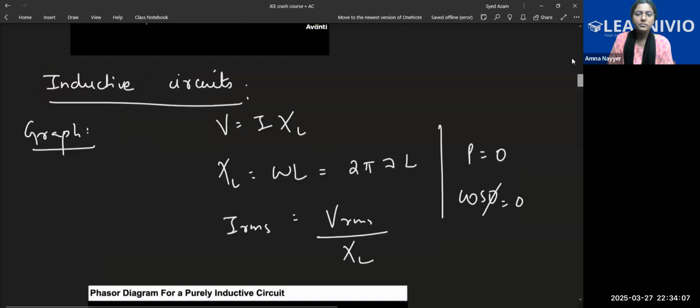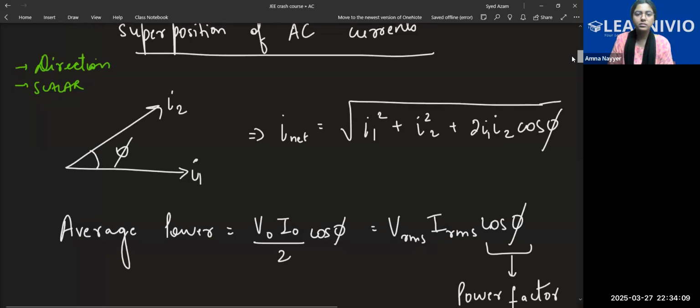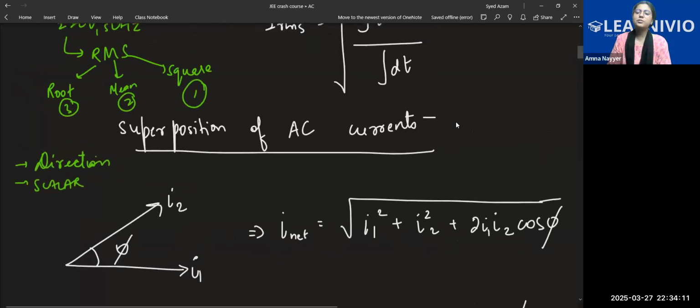Write down this also. Superposition of AC currents. AC currents means alternating currents only. The double 'current' means nothing. It's just that we are in a habit of saying DC current, AC current. This is alternating current itself. So this is similar to your parallelogram law, so you can remember it like this.